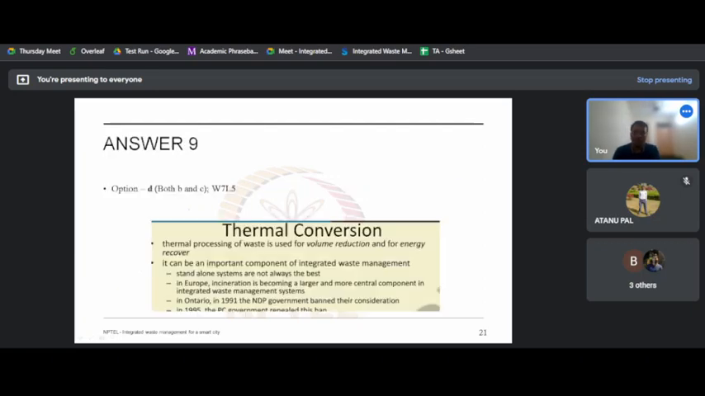So option D was correct, both B and C. Students can refer to the 5th lecture of this week. So here we have the slide on thermal conversion. Thermal processing of waste is used for volume reduction, that is the first, and for energy recovery, that is second. So it has been an important component of integrated waste management. So standalone systems are not good. So in many places abroad we have started using thermal conversion plants.